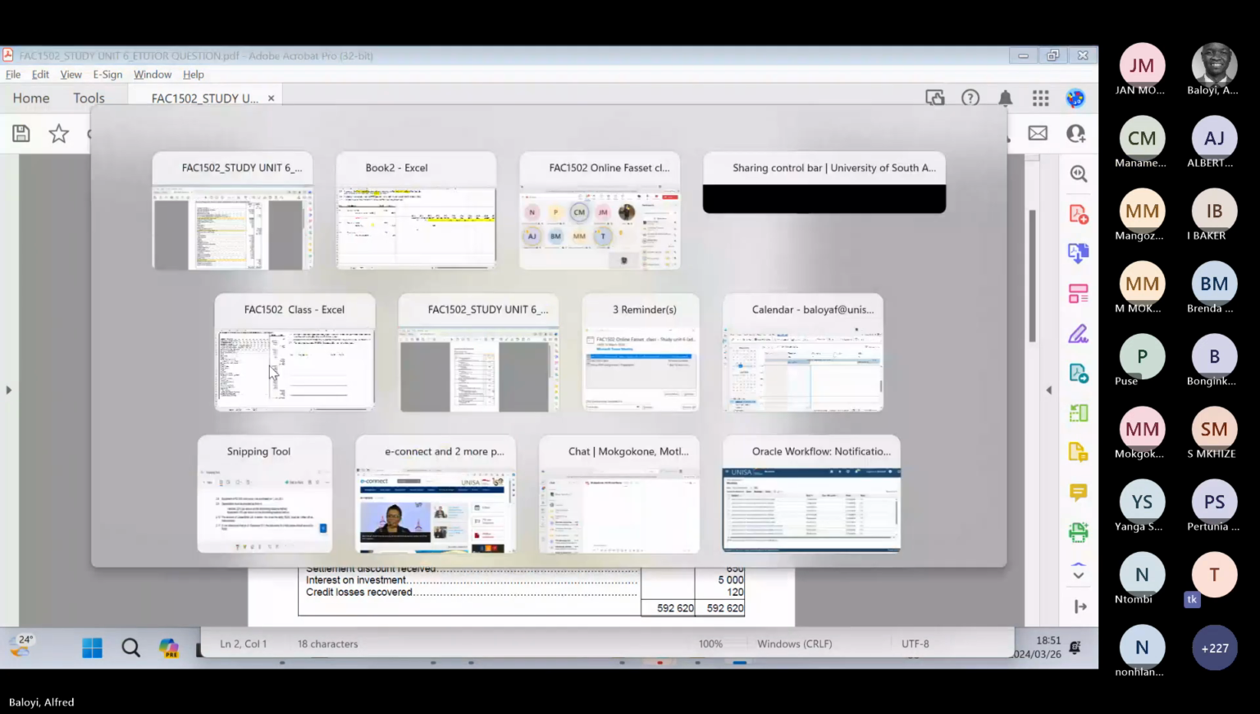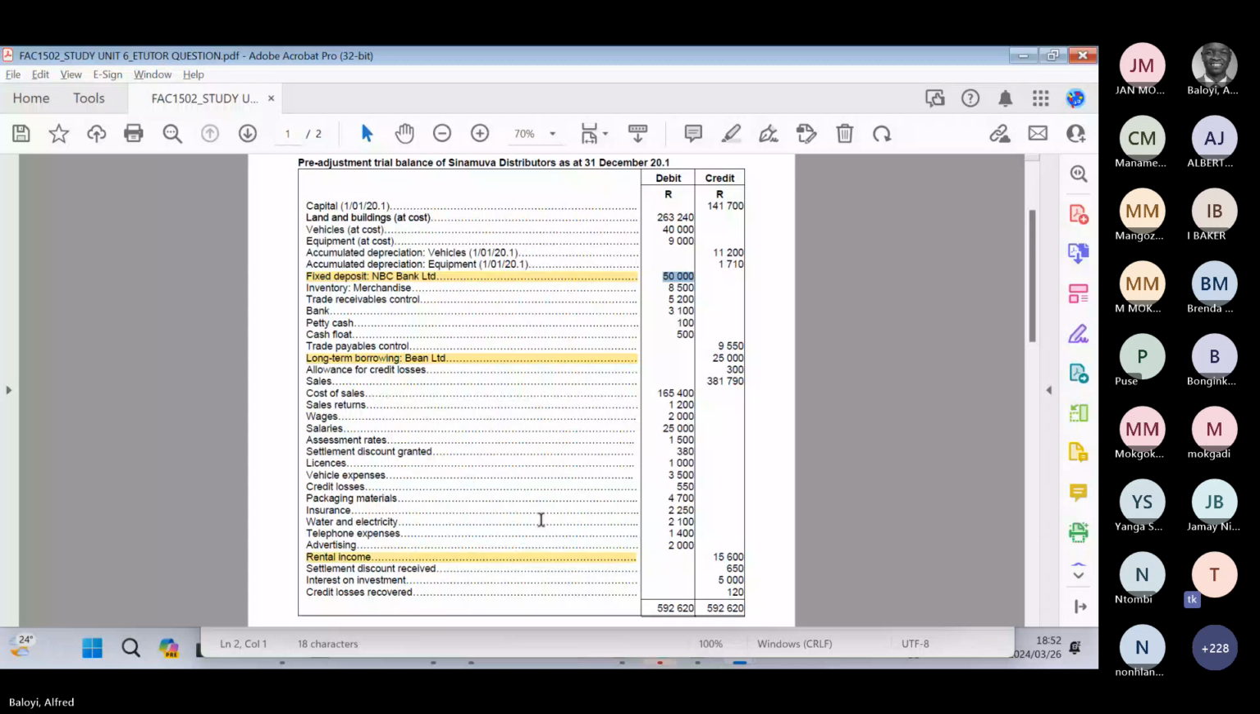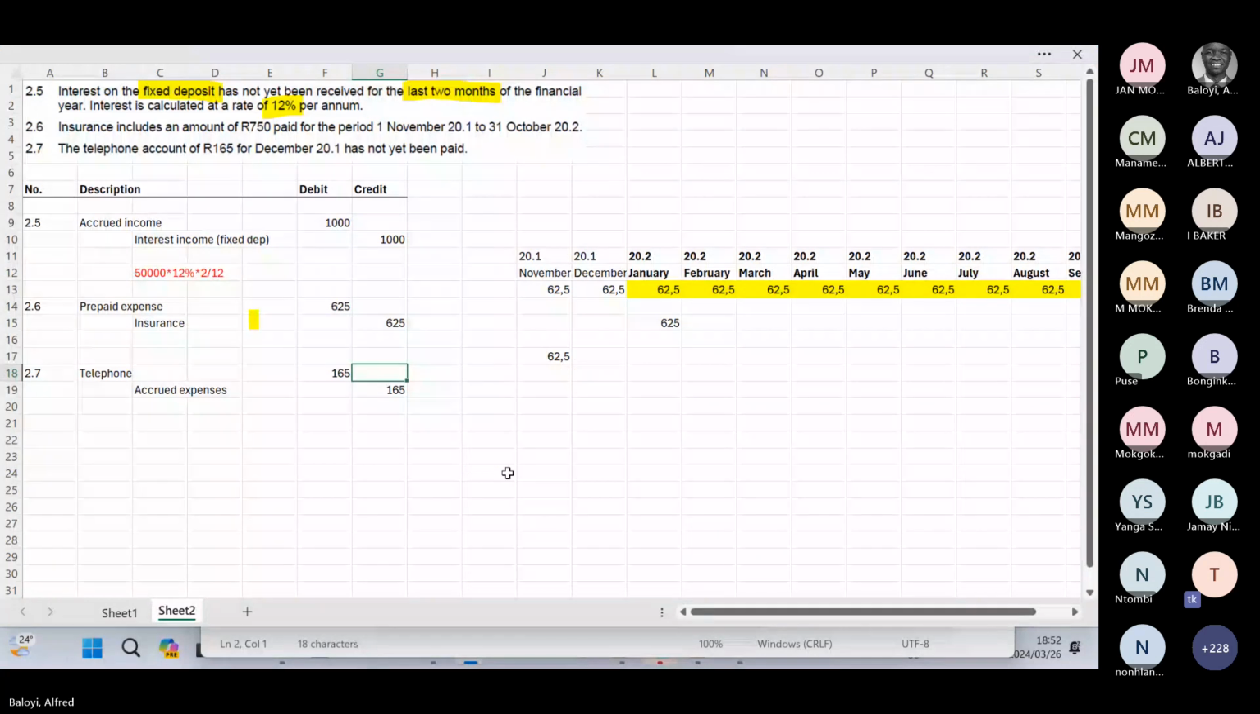Okay, I just wanted to ask about 2.6. So what I had done, I included the 750 in the pre-adjustment trial balance figure of 2250. But I can see here it's saying that this 750 is for the period of November to October of the next financial year. So can we say that the 2250 is insurance for something else? Like maybe there's insurance for vehicles, equipment, and other things. So this 750 is for something else.